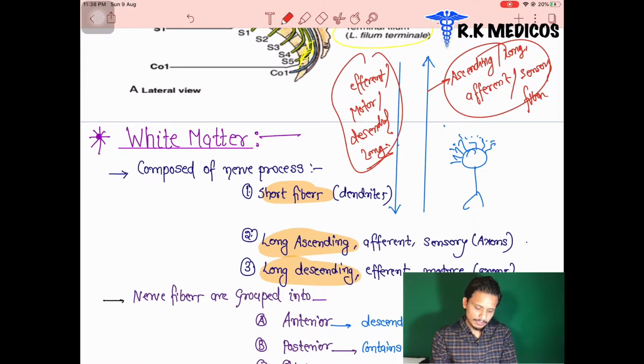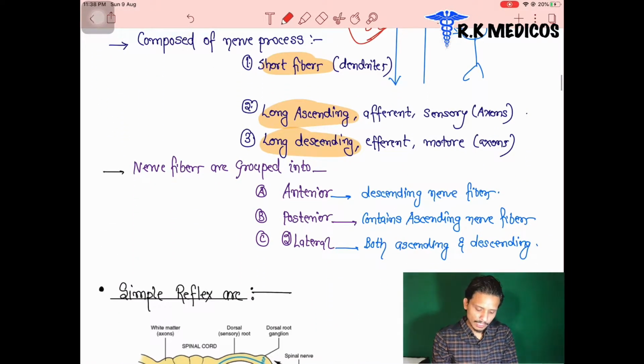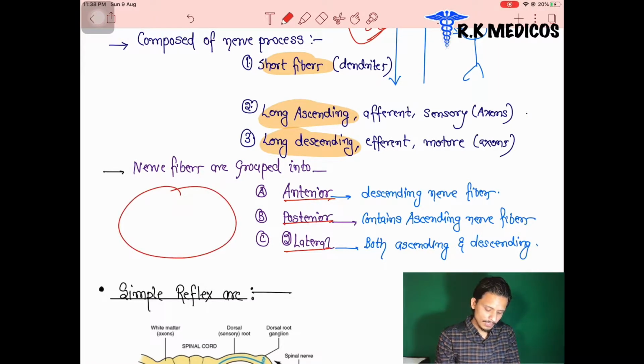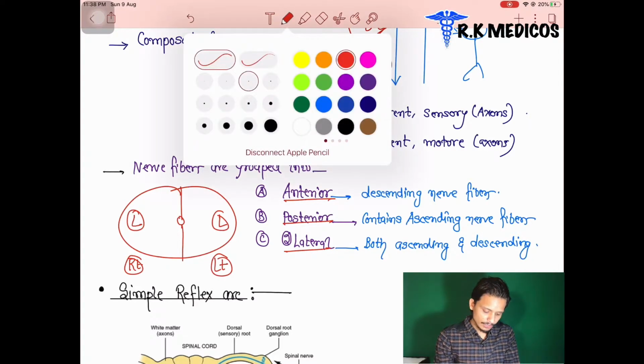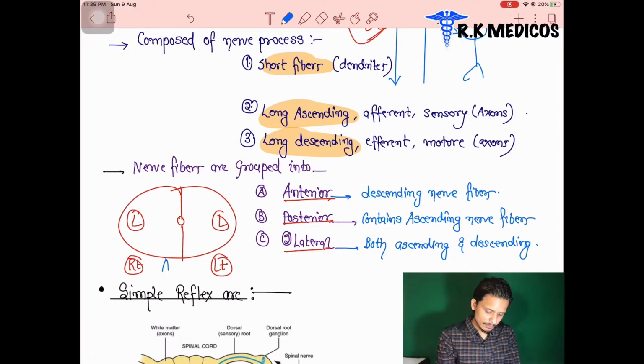Next one, these nerve fibers are grouped into the anterior, posterior, and two lateral sides in the spinal cord. Suppose that this is the spinal cord, and we are going to divide these parts. Here is the lateral, here the central canal, so it is the central part. Suppose that this is the right half and this is the left half of the spinal cord. Now you tell me, where is the anterior? Here is the anterior part, here is the posterior part, A and P, anterior posterior.